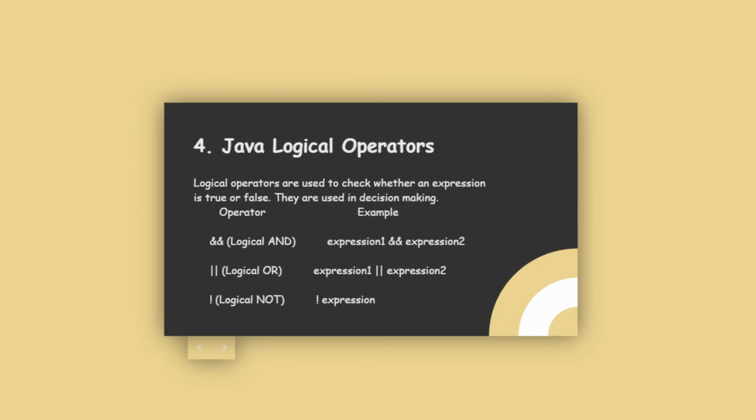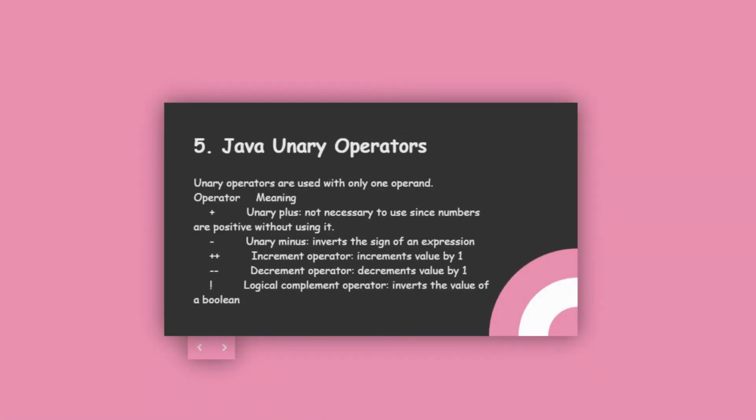And the second one is logical OR. It is also used with two expressions and returns true if either expression 1 or expression 2 is true. The next is logical NOT, and logical NOT is used with a single expression and returns true if the expression is false and vice versa. So the next operators are the Java unary operators.